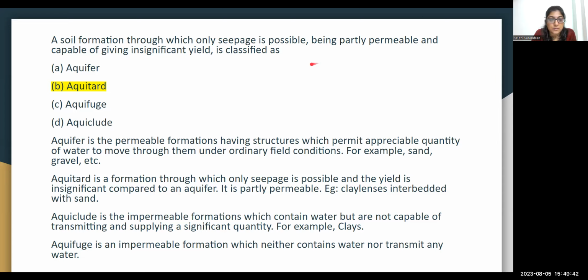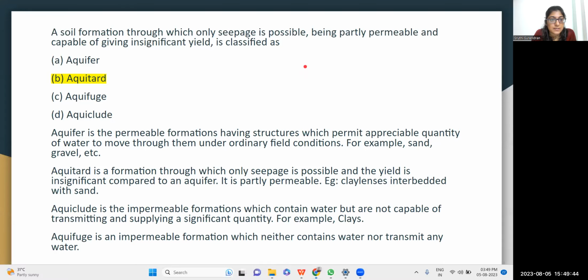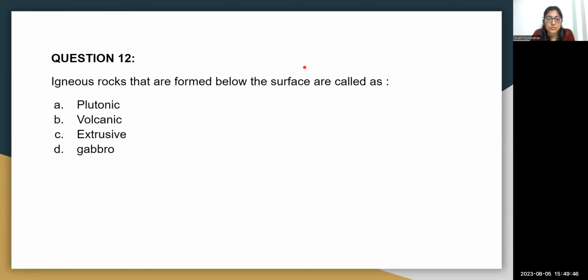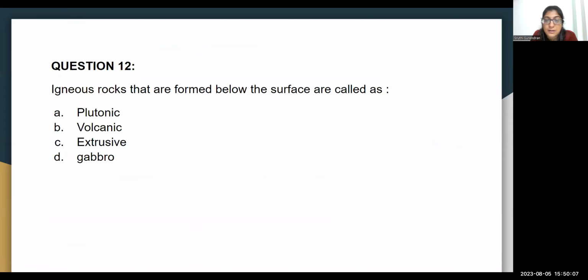Okay, so that is about the formations. Let's move on to the next question. This is also something that we discussed. Types of rock. Here they have asked: igneous rocks that are found below the surface are called what? So we learned about three types of rock: igneous, sedimentary, and metamorphic. Examples also we checked. There was something we discussed about igneous. Vagisha has given plutonic. Any more answers?